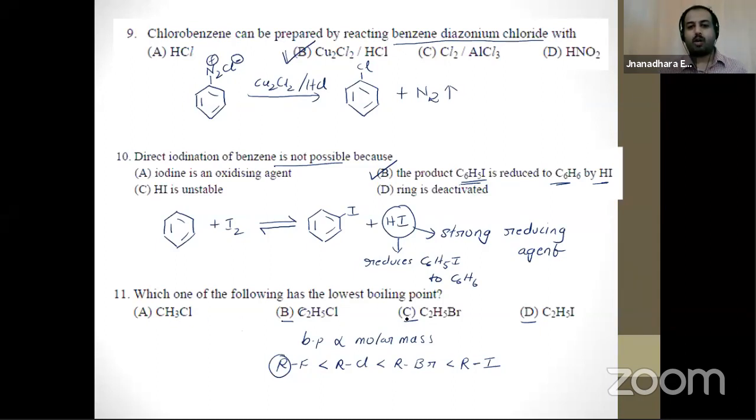Moreover, in options C and D you have bromine and iodine, which will obviously have a greater atomic mass than chlorine. So that makes option A, chloromethane, the compound with the lowest molar mass and hence the least boiling point among all options. So option A is right.